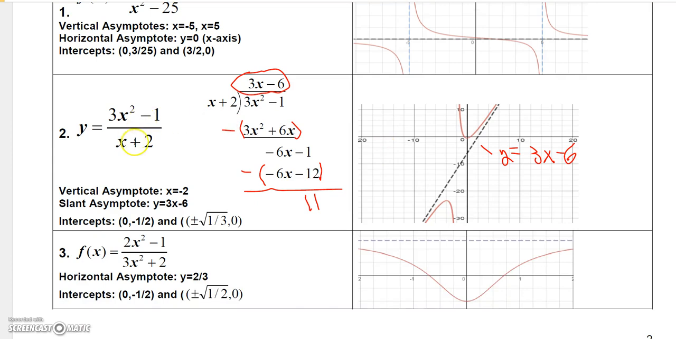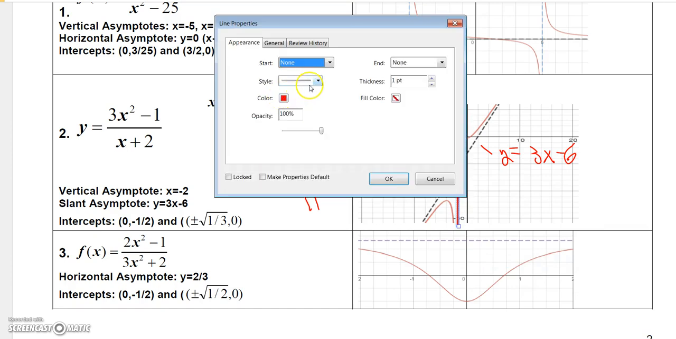graphs. Let's finish up this one. On this graph, you had a vertical asymptote of negative 2, because you know that negative 2 makes the denominator 0. And as I said, you had a slant asymptote of 3x minus 6. Let me draw the vertical asymptote for you real quick. See if I can put it in here without too much difficulty. Let's put that there, maybe back there. Okay, let's make that a dotted or broken line.